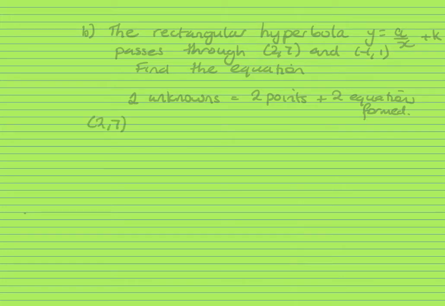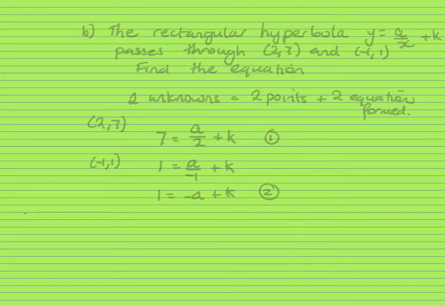Starting with the first point, (2, 7), put that into my equation, and I formed equation 1. Here's my next point. Put that into the equation, and I'm just going to simplify that equation, and that's our equation 2.